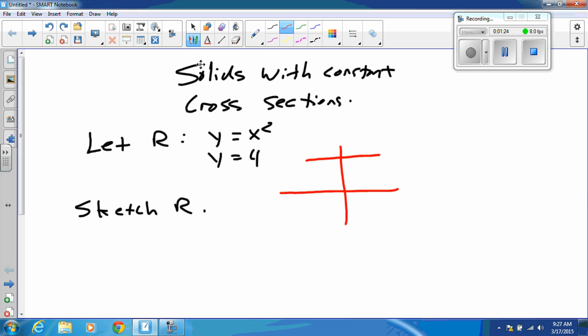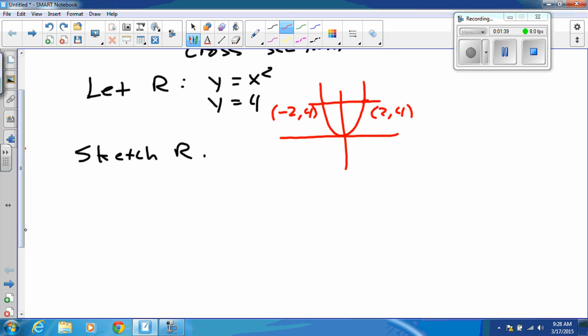I can't draw straight. I promise I only had coffee. And so we have intersection points -2, 4 like this. Okay, and there's my region.